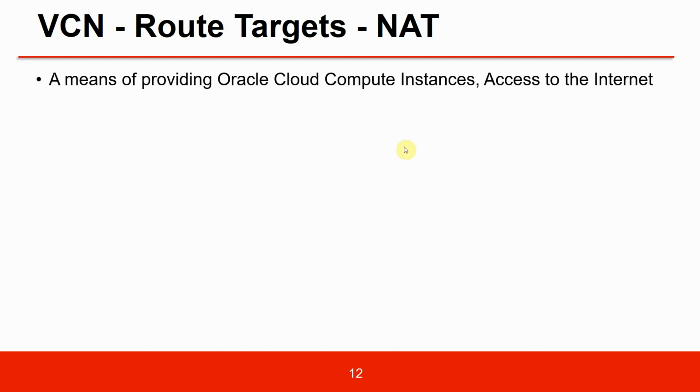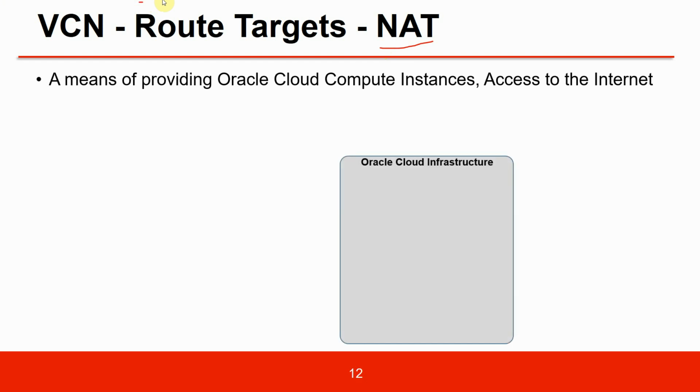Route targets, NAT. I explained that in the previous lecture also. In the first lecture also I explained the concept of NAT. The meaning is the same here, no change. It is a means to provide Oracle Cloud compute instances access to the internet, but one way.